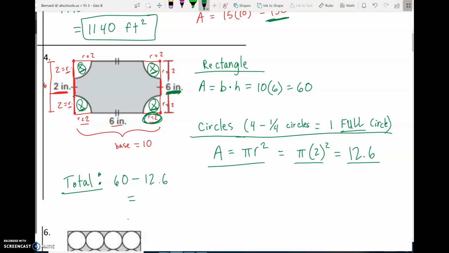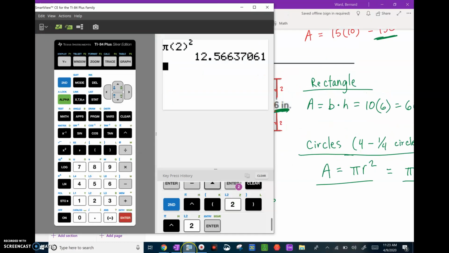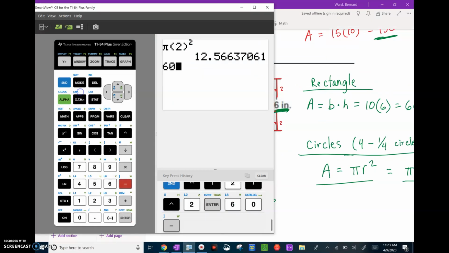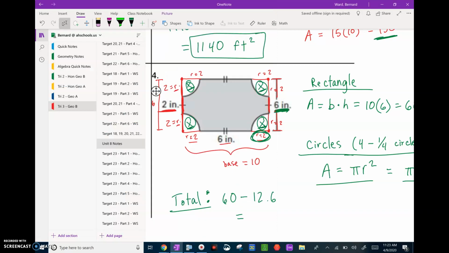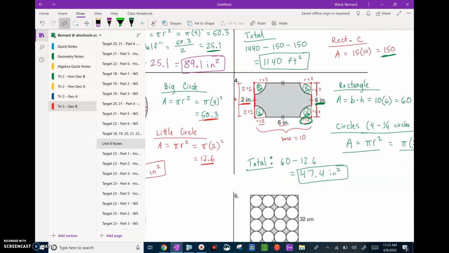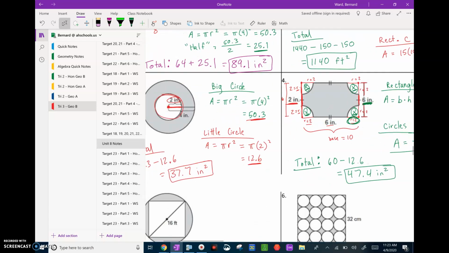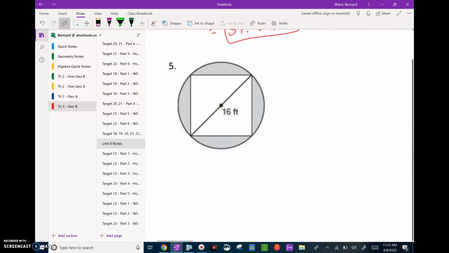When we go back to our calculator, we will do 60 and then minus, and I'm going to highlight the 12.6, hit enter, and we get 47.4. So this is going to equal 47.4 inches squared. Excellent. Now, that's a tricky problem. Definitely a tricky problem. But I hope that makes sense. Now, two more.